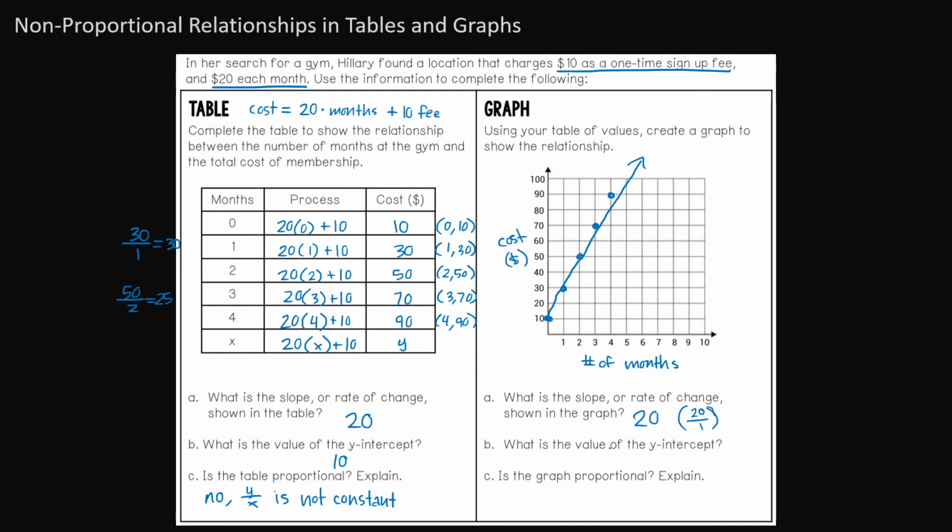The value of the y-intercept, we said that the y-intercept is where our line crosses the y-axis. And what I'm seeing is this coordinate right here, 0, 10. My y-intercept is 10 because the coordinate is 0, 10. And is this graph proportional? No, it is not, because it doesn't pass through the origin.